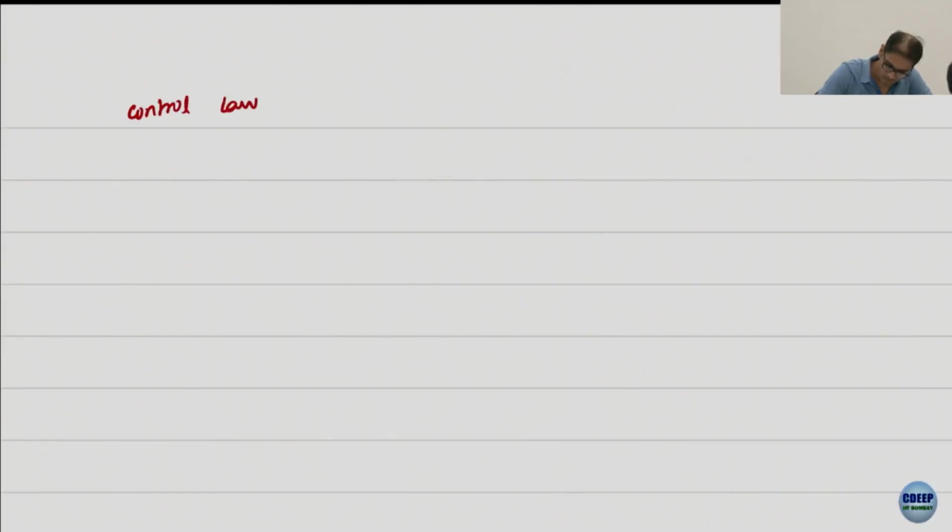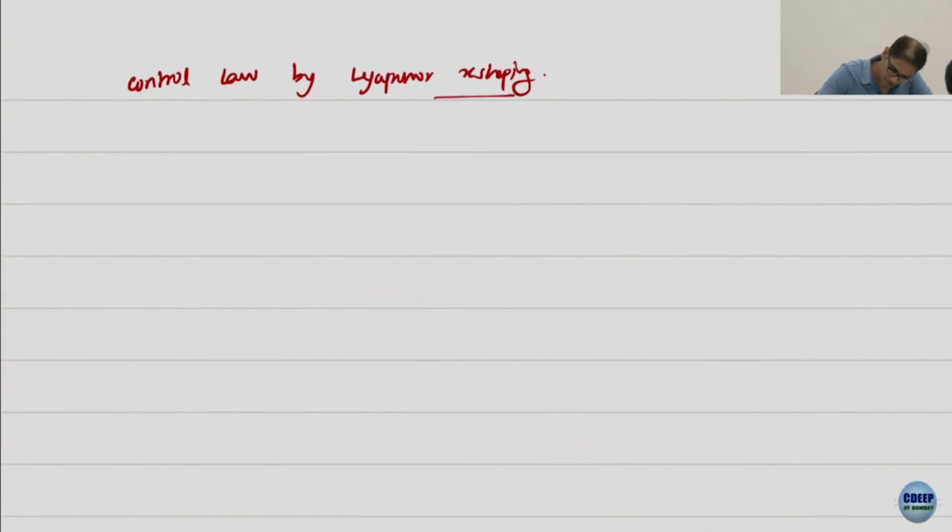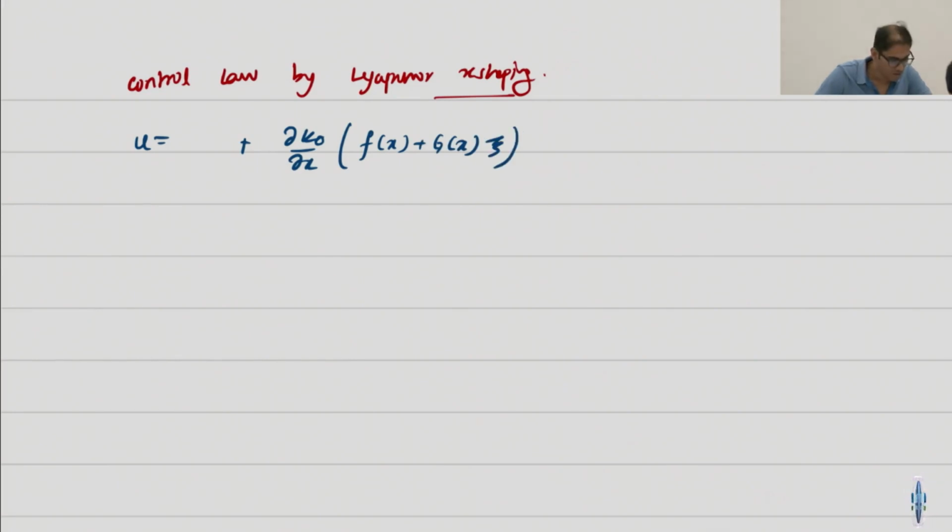I'm going to write it here now. Control law by Lyapunov reshaping is u equal to, so I basically cancel, plus del k0 del x fx plus gx psi, which is to cancel the first term, then I cancel the second term, this cancels the second term, and then I introduce the last term.